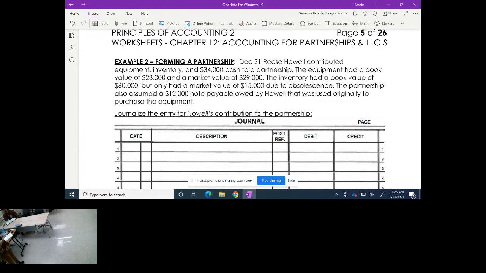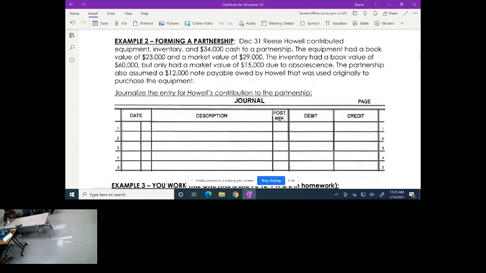They did it. All right, so this one adds a little bit to it. You got Reese Howell contributing equipment, inventory, and cash. The equipment had a book value of 23 and a market value of 29. Inventory book value of 60, but only had a market value of 15,000 due to obsolescence. Y'all know what that means? Goes out of stock or it wasn't any good anymore. You can't sell it. It's not useful anymore.